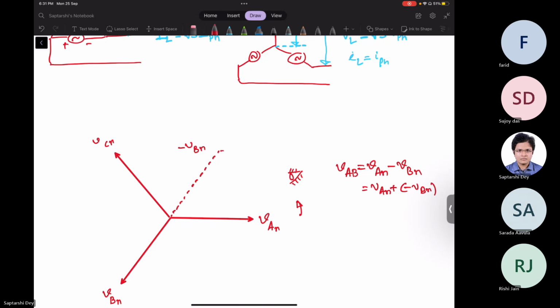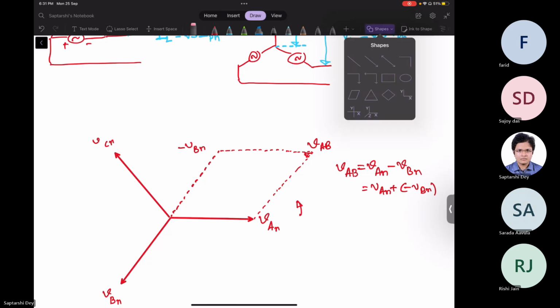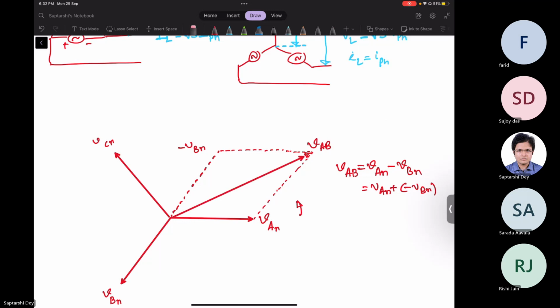Now I have to simply add up these two phasors. So how to add up? This I draw. Let me remove the I. There we go. And so definitely VAB will be lying here.